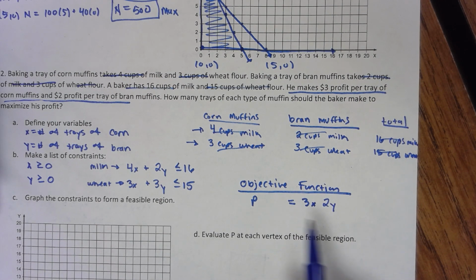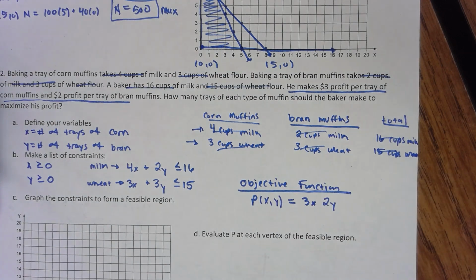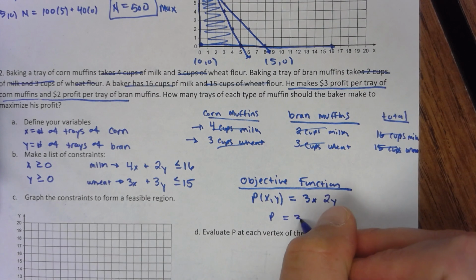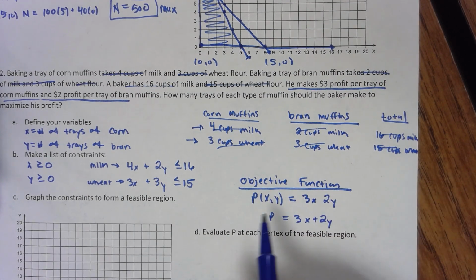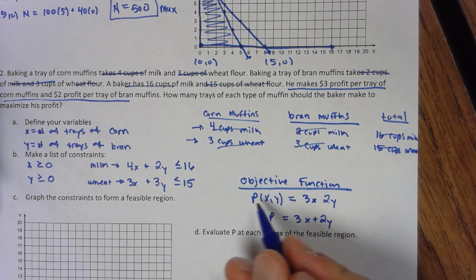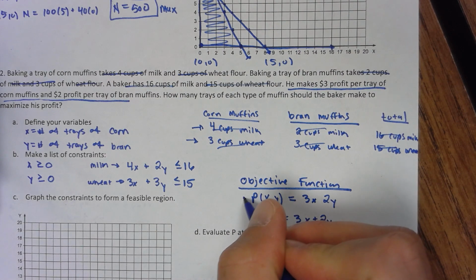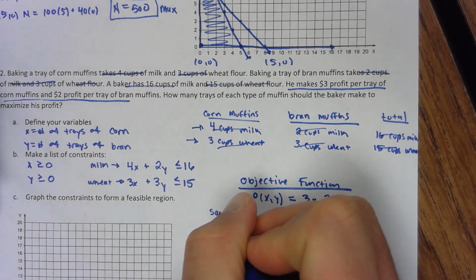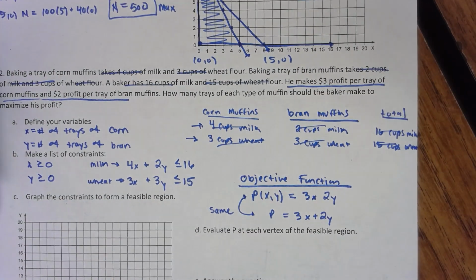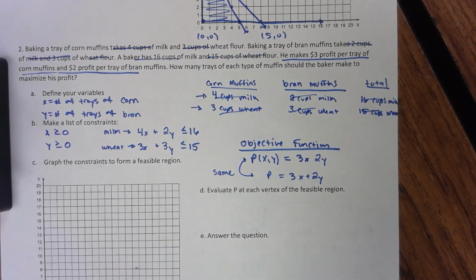This is a perfectly okay way to write your objective function. On one of your homework problems, you're going to see it written like this, P of x, y, just to keep it in function notation. This is the same thing as P equaling 3x plus 2y. It's just saying the profit is a function of the variables x and y. So this is function notation, and this is your classic way of writing an equation. Just know that these are the same. All right, so that's the only new thing we added into the linear programming problem.